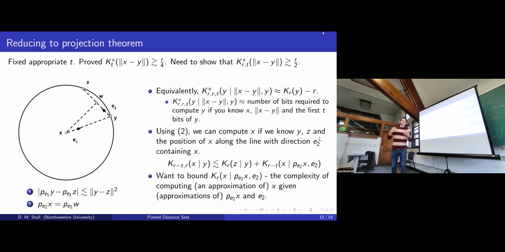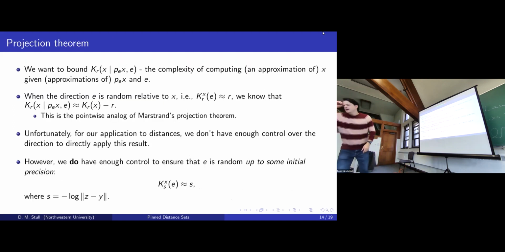This is exactly what I mean by a projection theorem. I want to bound the number of bits required to compute X if I know the line it lies on. So I'm turning this question into a projection theorem: how difficult is it to compute X if I know a line that it lies on? Okay, so that's exactly the first sentence of this slide.